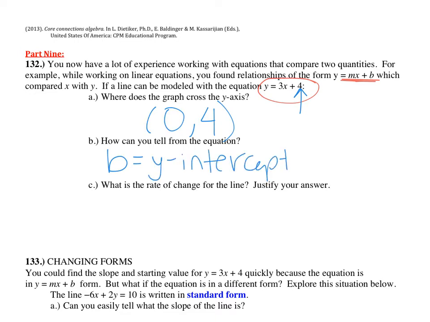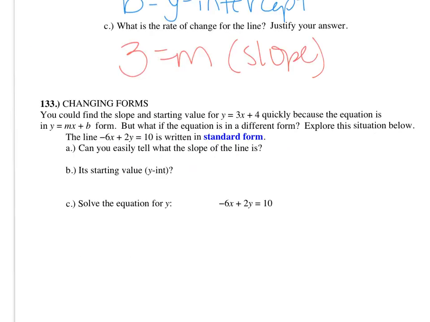So what is the rate of change for the line? That is going to be our slope, which is our m. So that's going to be our 3. Moving down to 133, you can find the slope and starting value for y equals 3x plus 4 quickly because it is in that y equals mx plus b format. So it's easy to identify.